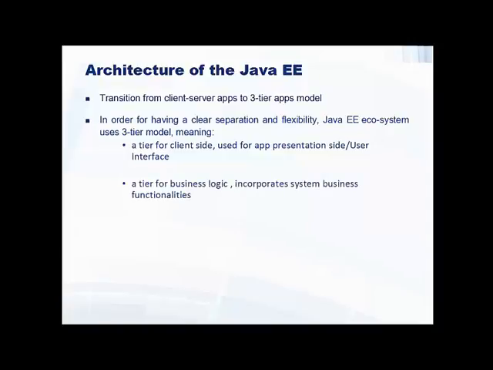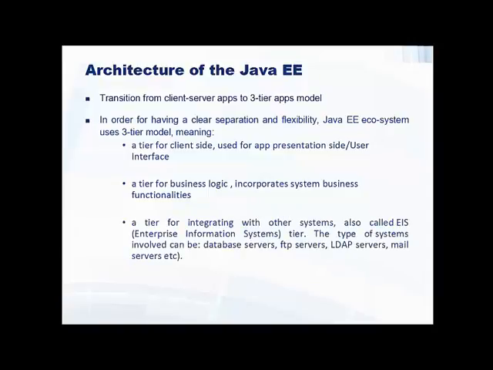The second tier is for the business logic, and it will incorporate system business functionalities. And the last tier is the one used for integration with other systems. It's also called an enterprise information systems tier, and the external systems that are used in such a tier can be database servers, FTP servers, LDAP servers, mail servers, and the list can continue.